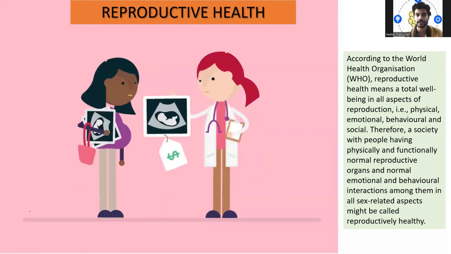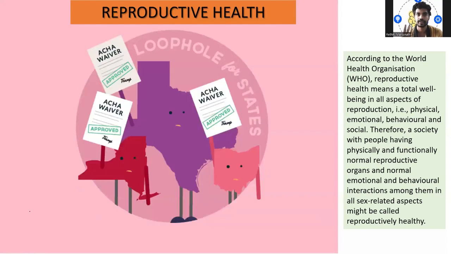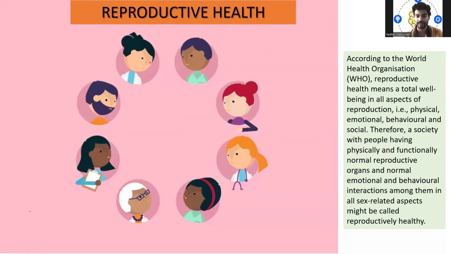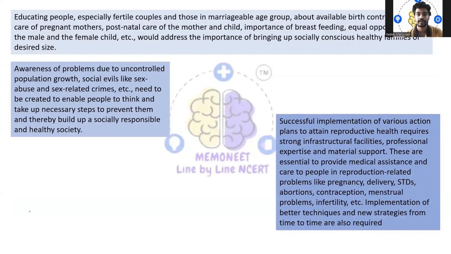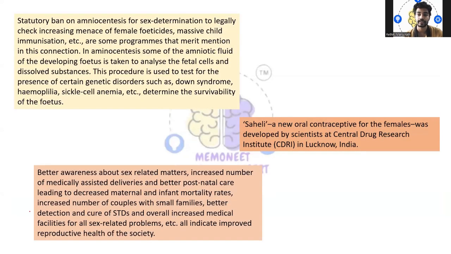So in the initial video, we had discussed reproductive health, the proper definition of reproductive health, and what rules, regulations, and criteria the government has initiated in order to take care of this health problem related to reproduction, to maintain family planning, to overcome the population scenario, and also to decrease the mortality and infant death rate.